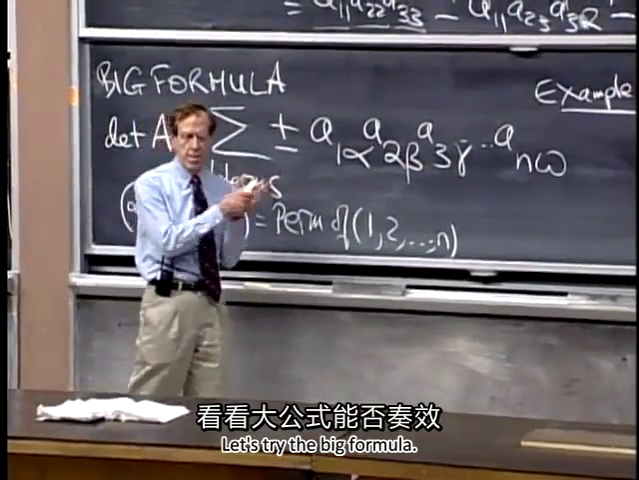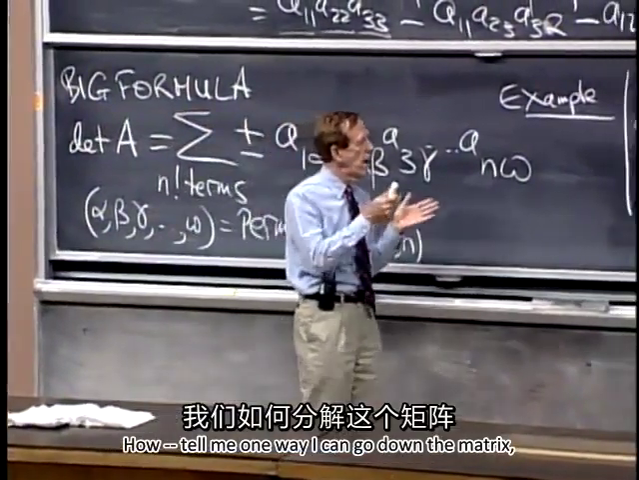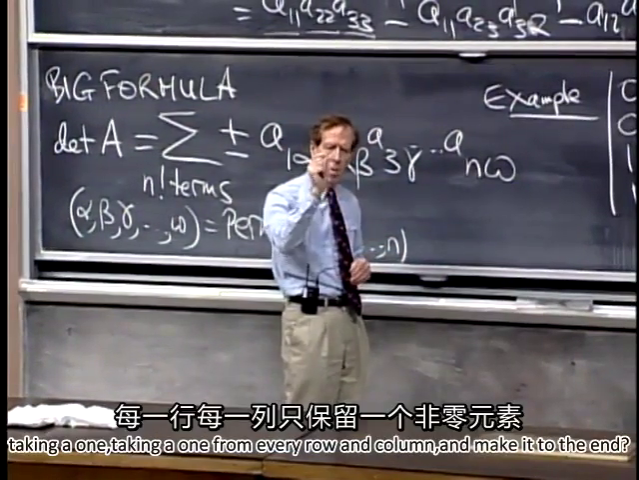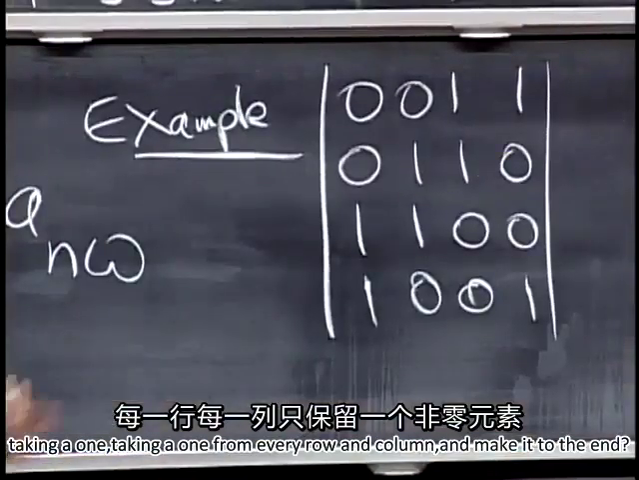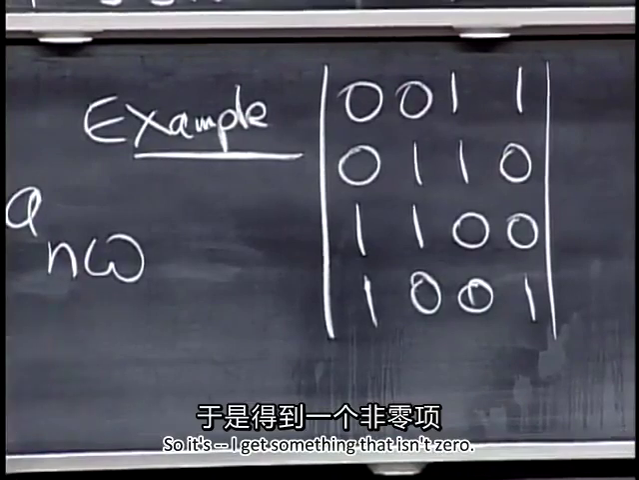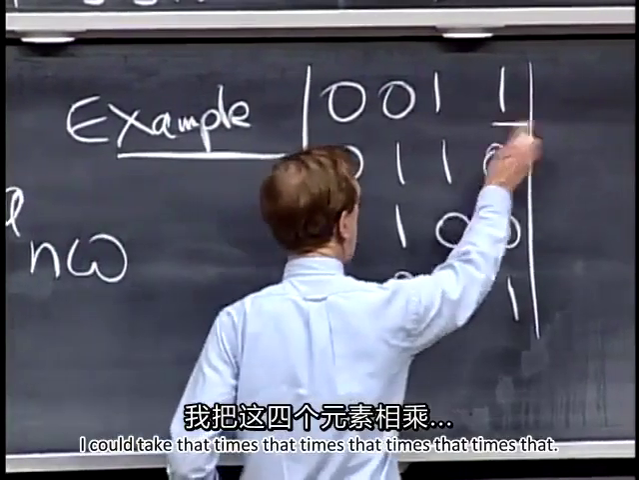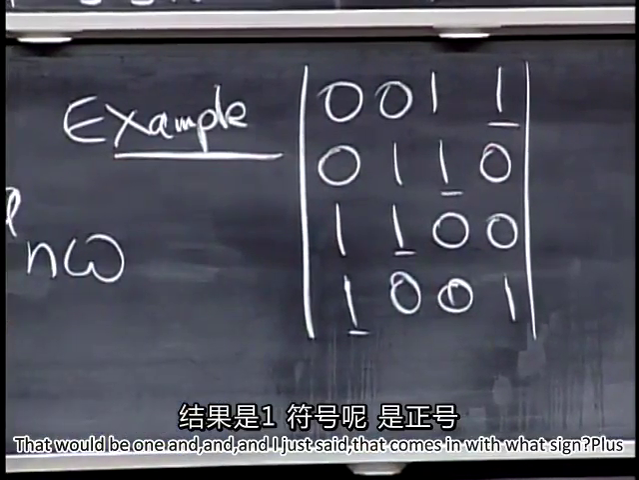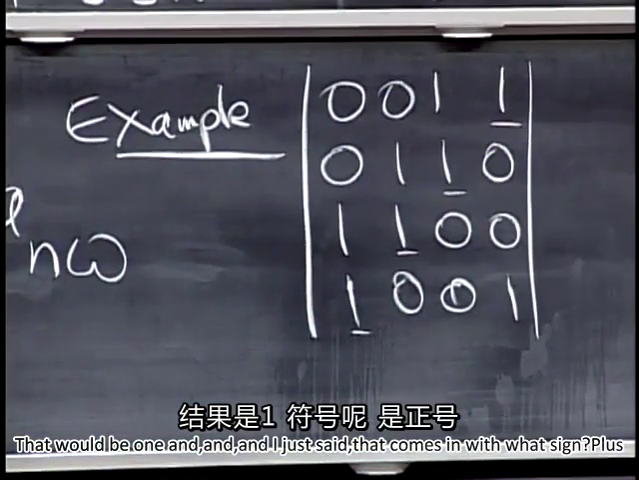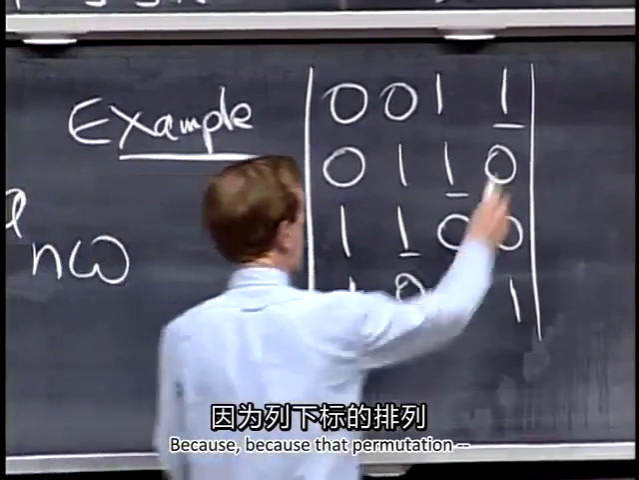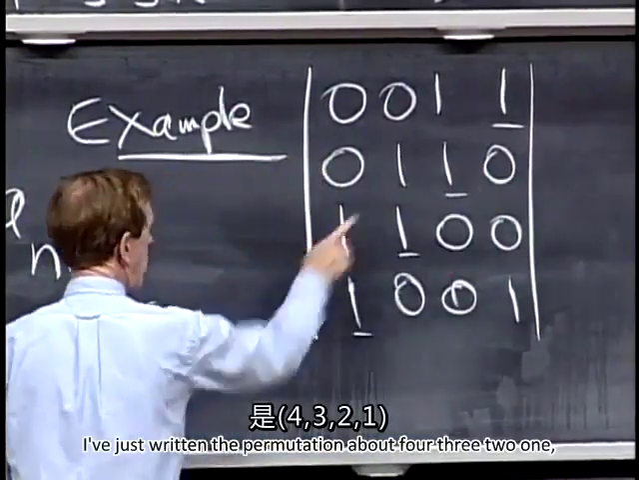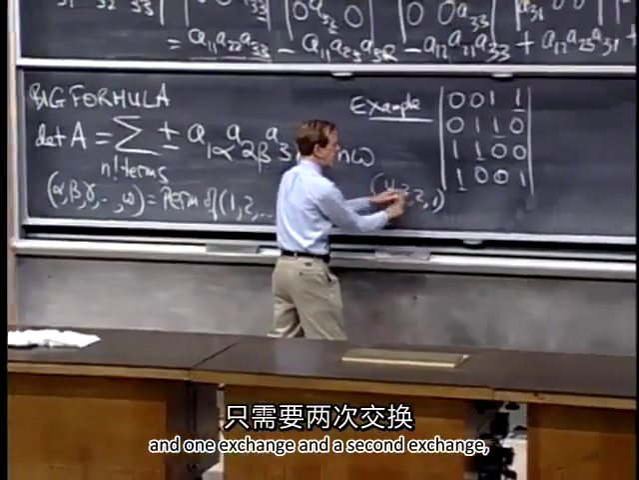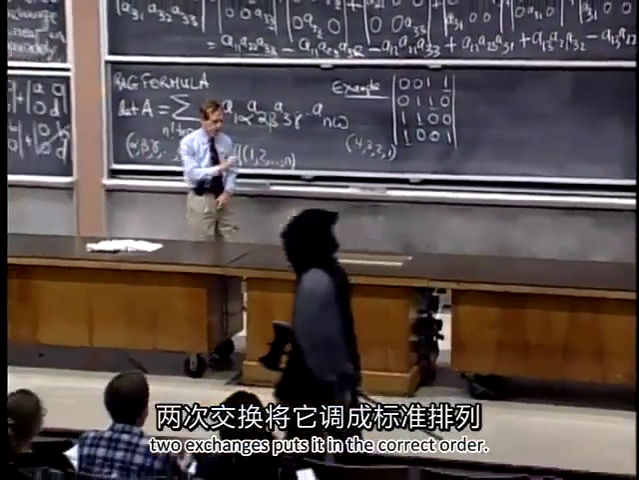Okay, let's try the big formula. Tell me one way I can go down the matrix, taking a 1 from every row and column, and make it to the end. So I get something that isn't 0. Well, one way to do it, I could take that times that times that times that. That would be 1, and I just said that comes in with what sign? Plus. That comes with a plus sign, because that permutation, I've just written the permutation 4, 3, 2, 1, and one exchange and a second exchange, 2 exchanges, puts it in the correct order.